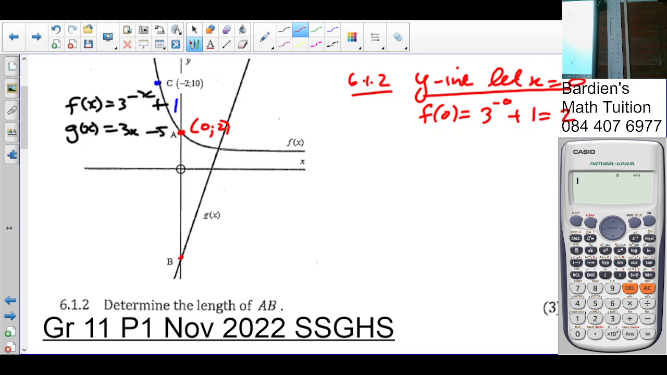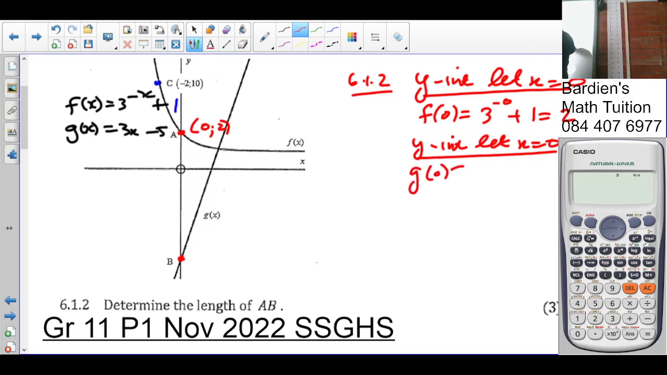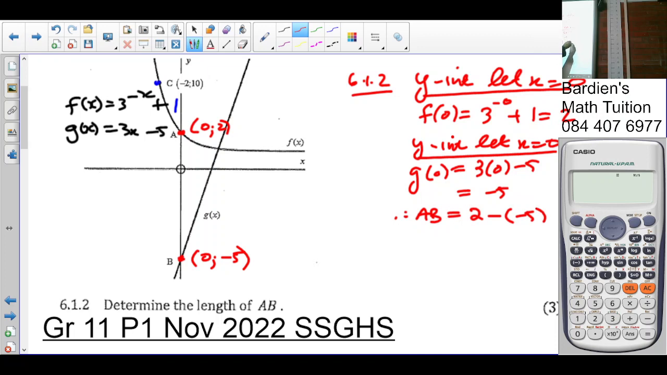Then B is the y-intercept of the straight line. Again for the y-intercept, we let x equal 0. So g of 0 equals 3 times 0 minus 5, which gives you an answer of negative 5. That's (0; -5). Therefore the length of AB is equal to 2 minus (-5), which is 7 units. That's going to give you an answer of 7 units.